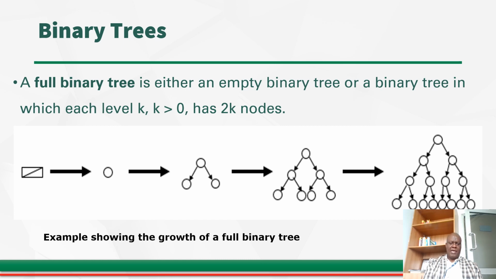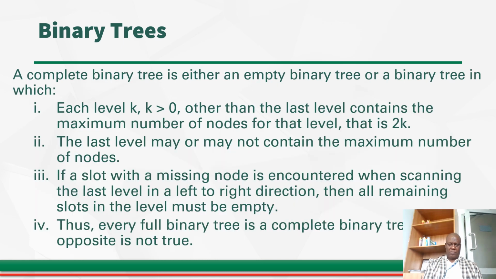A full binary tree is either an empty binary tree or a binary tree in which level k greater than 0 has 2^k nodes. That is, it is either empty or when it is full, it has the root node. Every other node has 2 children like that. That means it is full.